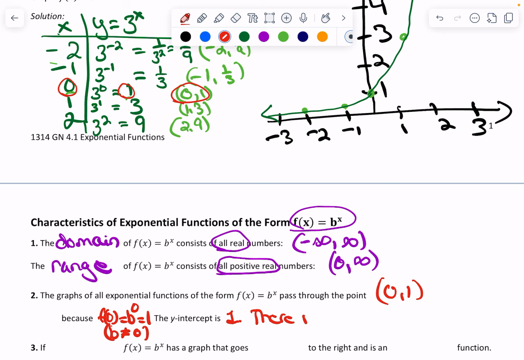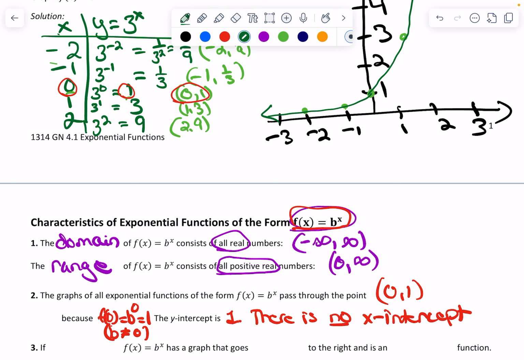There is no x-intercept. And notice that we are talking about the base, the parent function, b to the power of x. We haven't done any transformations to this. So that's when this thing changes. It's the parent function that is like this.